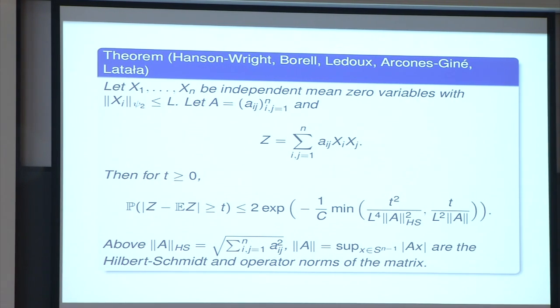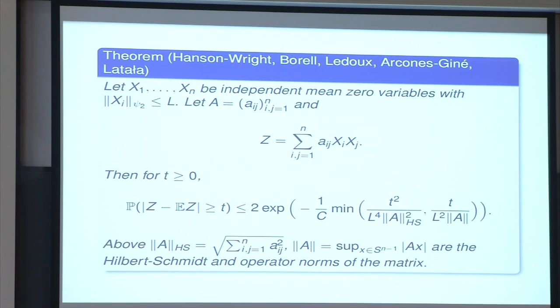And how small t you can allow depends on this matrix A. So in fact, you can think of it as having two regimes of concentration. For small t, you have some sub-Gaussian decay. Later, at infinity, you have only the sub-exponential decay. And of course, this is the right one.